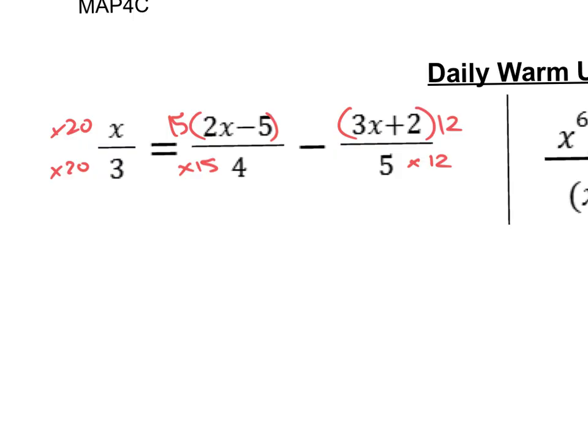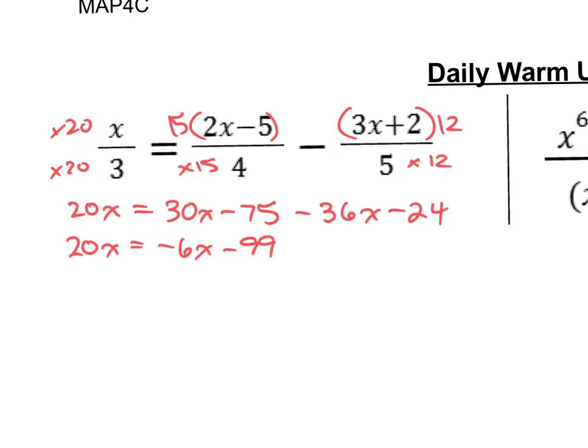Last step is to collect like terms and get all your x's onto one side. Please be mindful of your negatives when you are collecting like terms. And your final answer is minus 99 over 26. I never promise you pretty numbers.